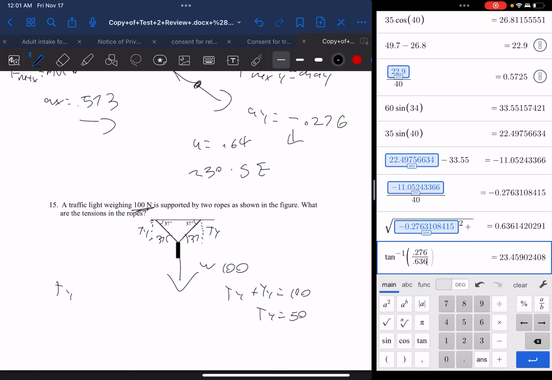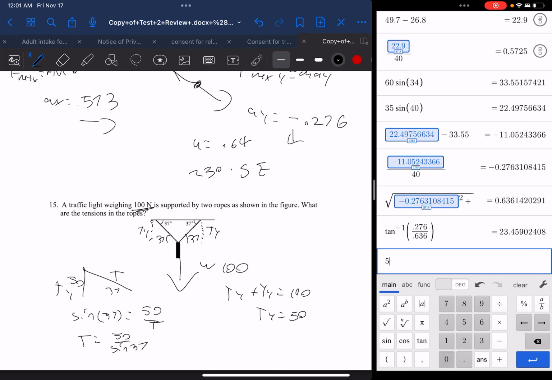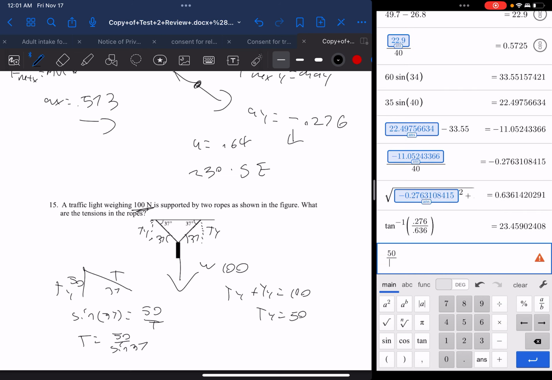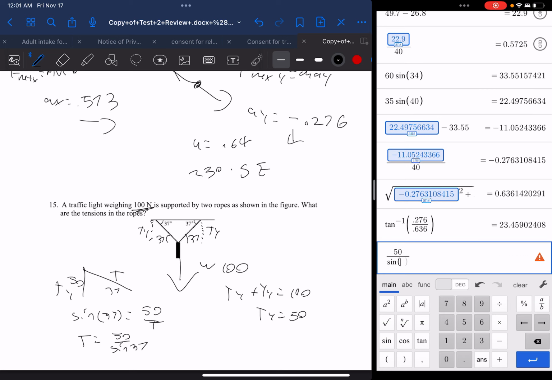If Ty equals 50, and this angle over here is 37, we can solve for T by seeing that sine of 37 equals 50 over T, which means that T equals 50 divided by sine of 37. 50 divided by the sine of 37 is 83. The tension is 83.